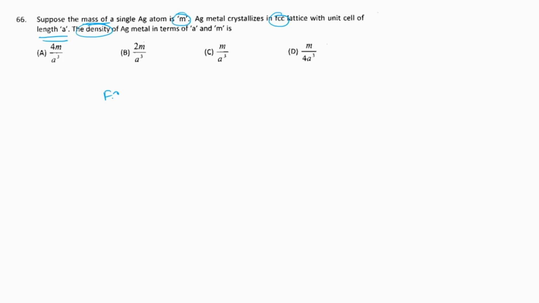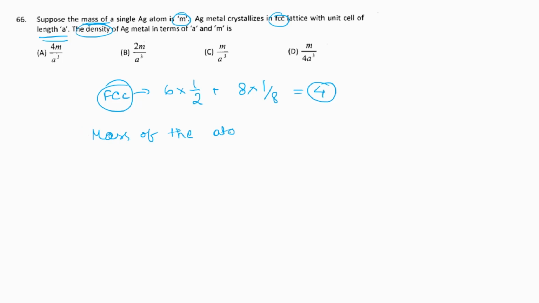So in the FCC lattice, we know that there are six faces, and each face has one atom. So six face centered atoms. Each of them has a contribution of half, and there are eight atoms at the eight corners, each of which contributes 1 by 8. So my total number of atoms for FCC is 4. Now the mass of all the 4 atoms is simply 4m.